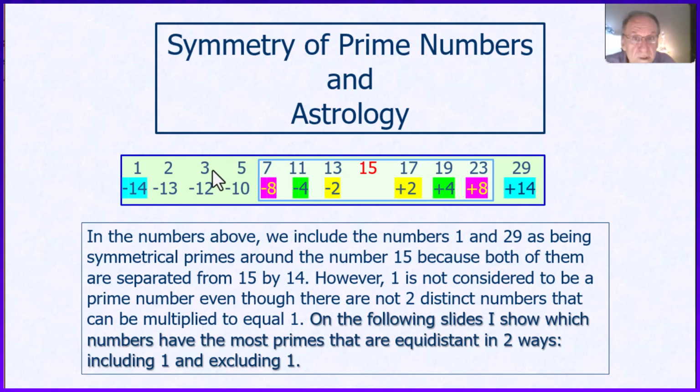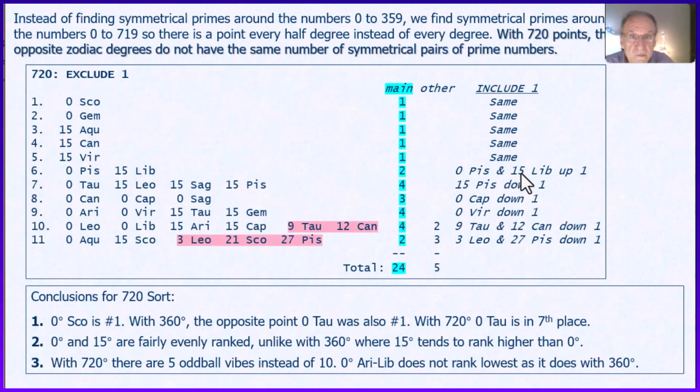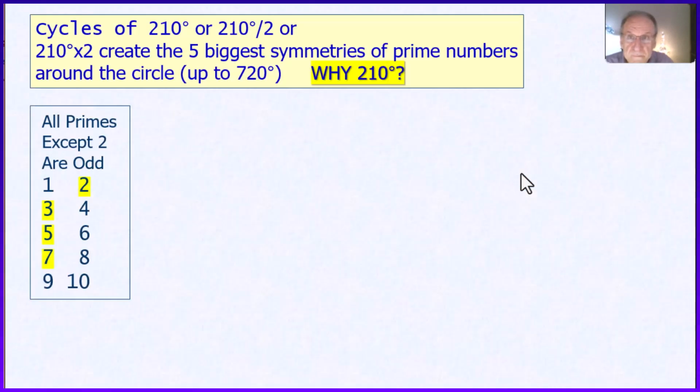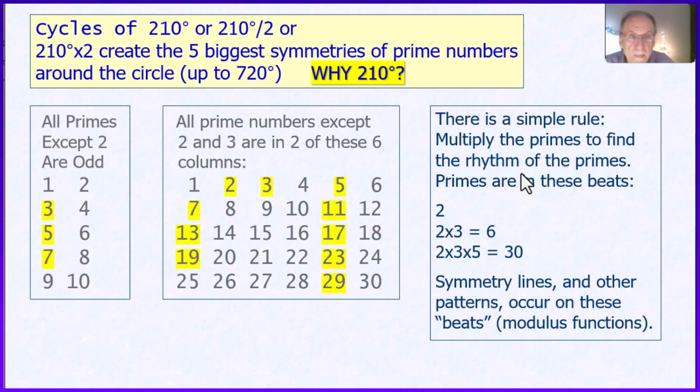This rhythm of 30 continues from 30 to 60 and so on. So there are these 3 rhythms. 2, 6, and 30. Well, it's very simple to see what's going on here. You simply multiply the primes. 2 is the first prime. 2 times 3 is 6. What's the next prime number? 5. 2 times 3 times 5 is 30. When you multiply the primes together, you find the rhythms.